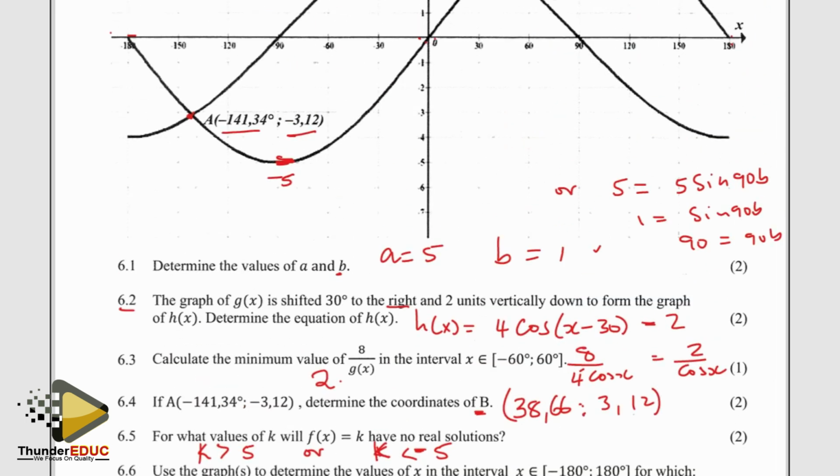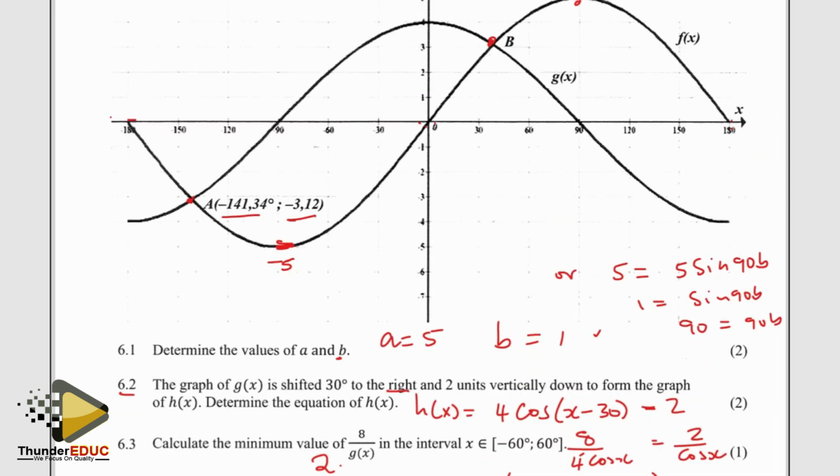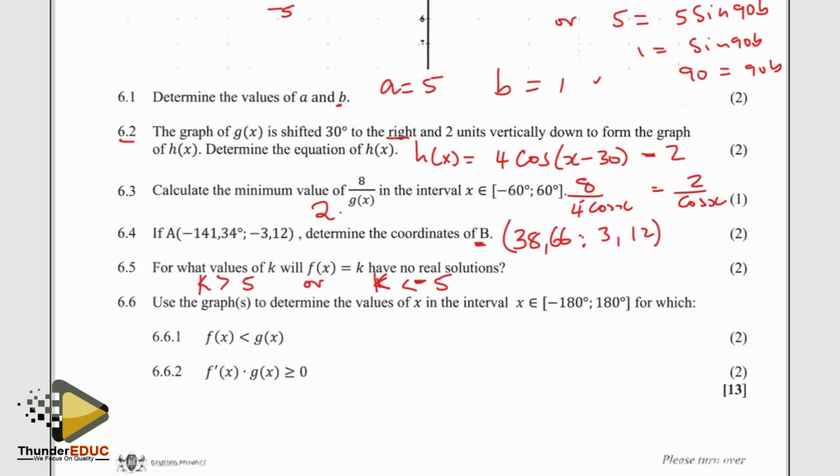than g. So where do we find the graph of f to be below g? From this point up to this point, that's where f is below. Okay, so I'm going to say negative 141.34 is less than x and x is less than 38.66.